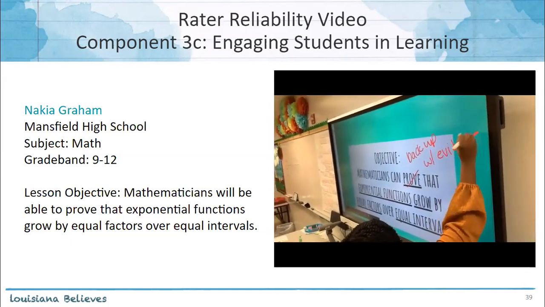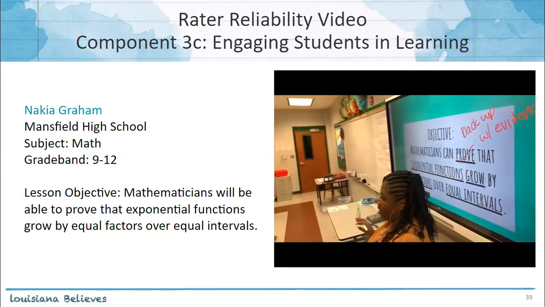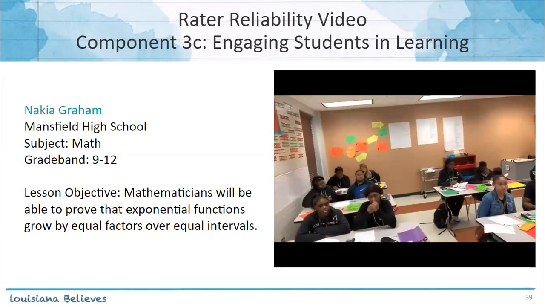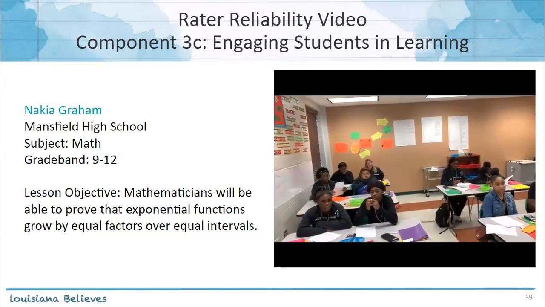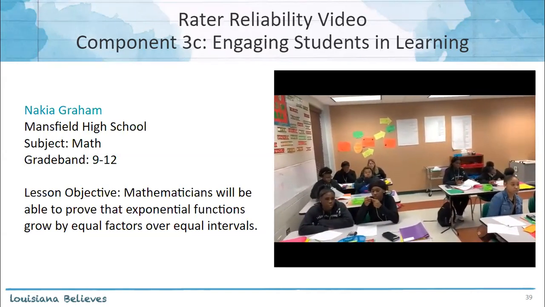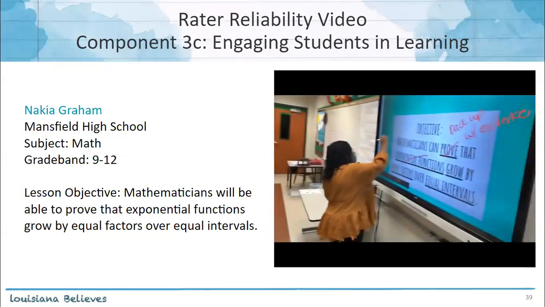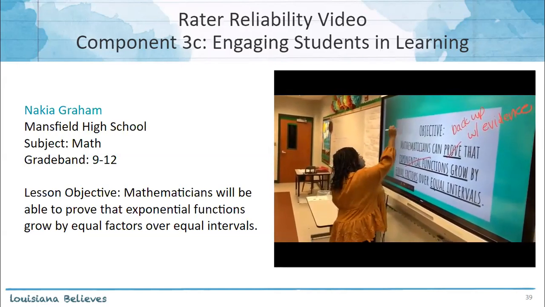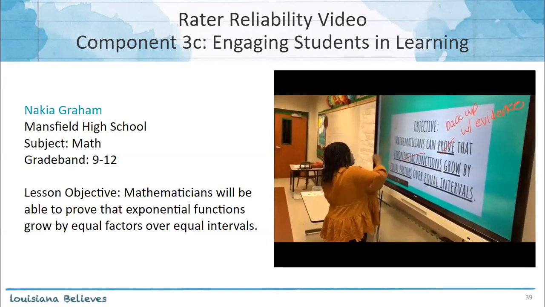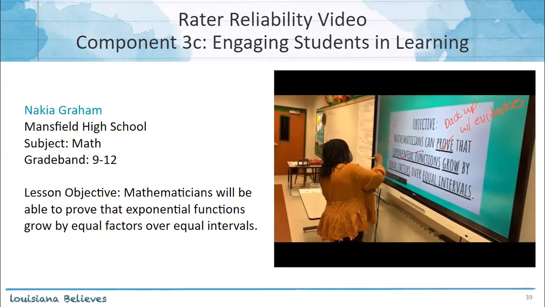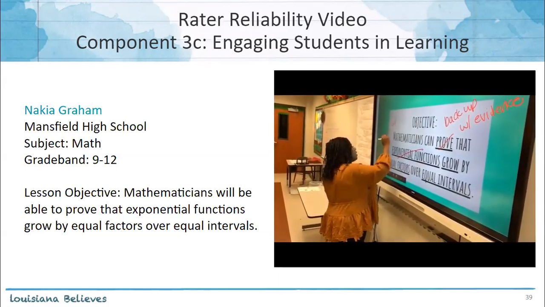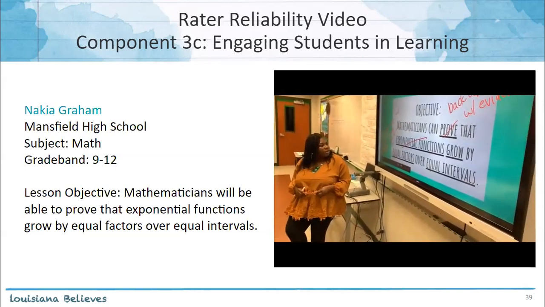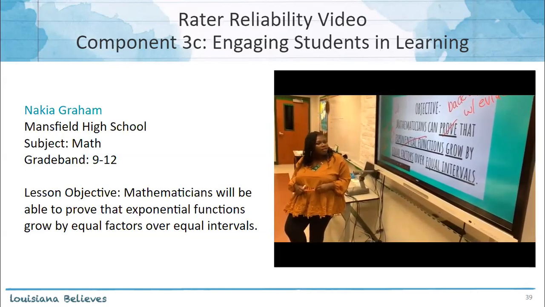So they were able to prove that exponential functions... can somebody tell me what an exponential function is? I need a hand. You should be able to know that by now. Michaela. Okay, then good. So each term is found by multiplying or dividing. So we prove with evidence that exponential functions are patterns where each term is found by multiplying and dividing.